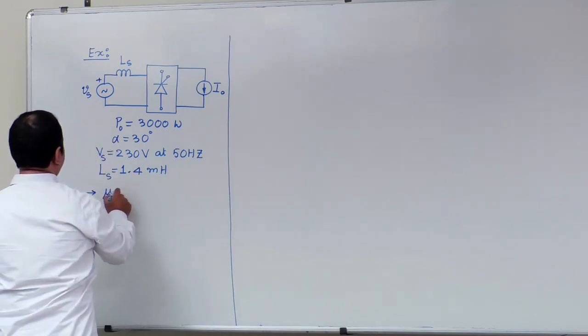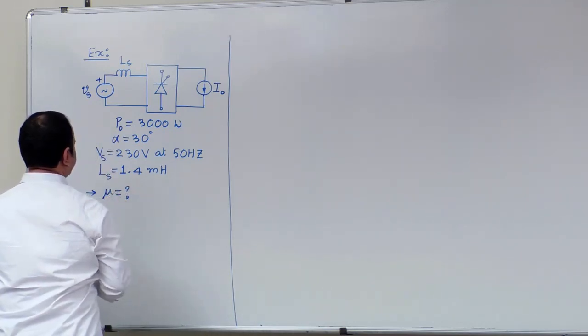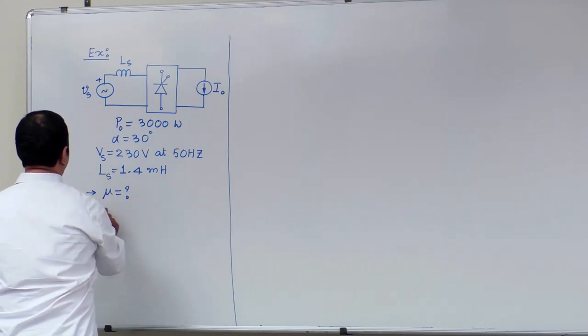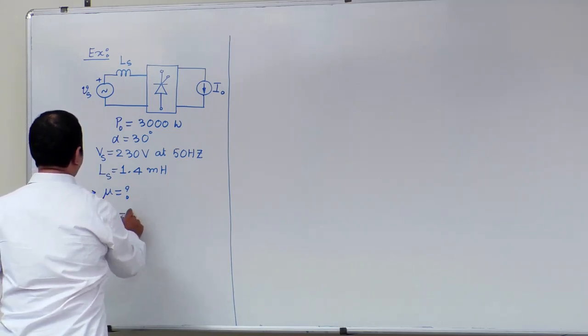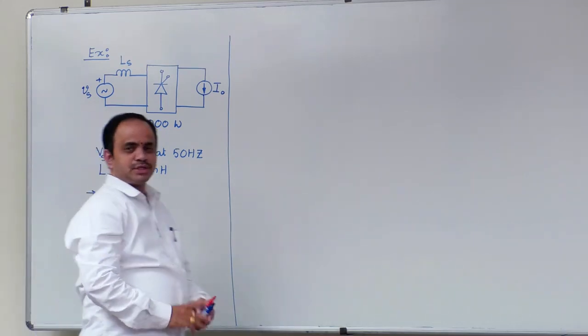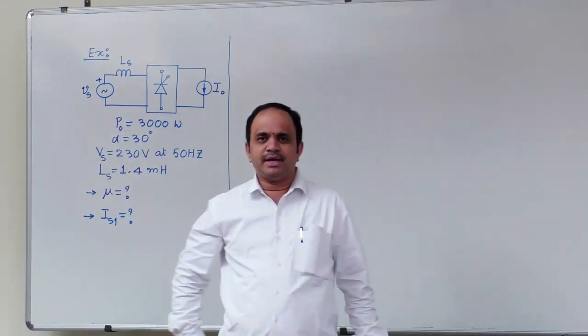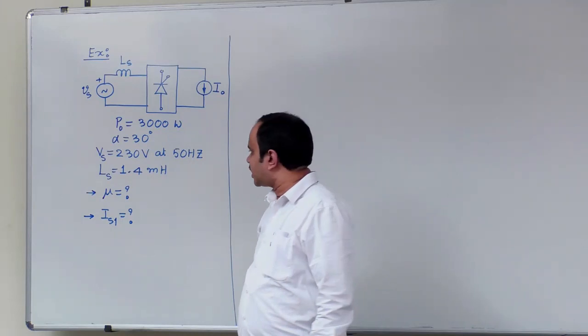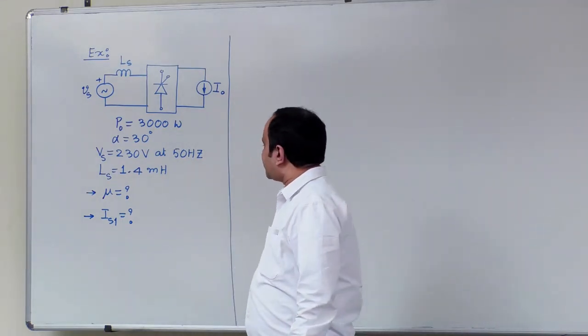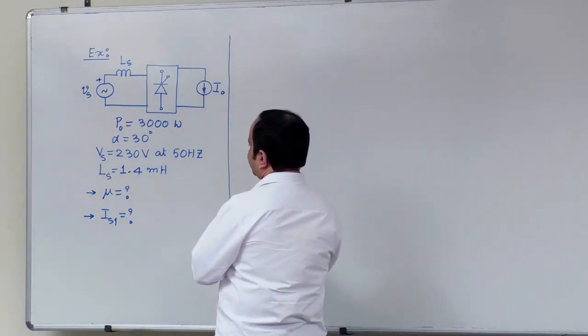So what do we need to calculate? The commutation angle, that means mu. Next, the RMS value of the fundamental source current. This problem looks very easy, but it is a tricky problem. Follow carefully here. So in this particular case, what is tricky?